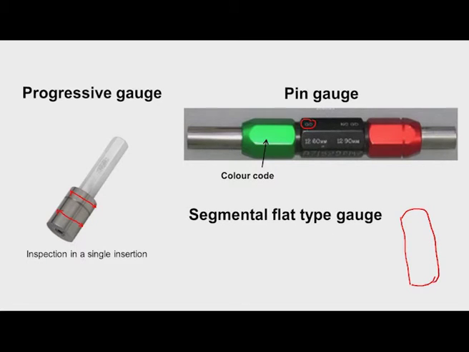Now this is the segmental gauge, with the handle. You can see here the full round form is not used. So this much is removed and we are using only a segment part of that full form. So they are called segmental, since they are flat pieces, flat type gauges.